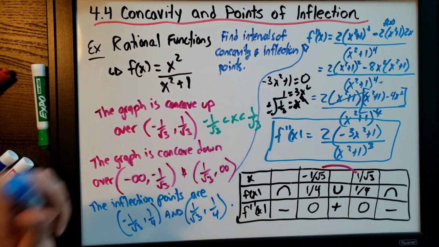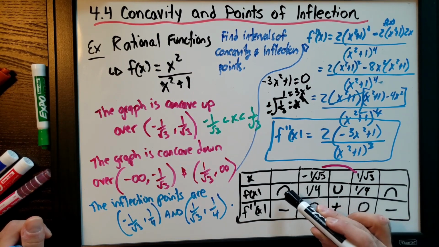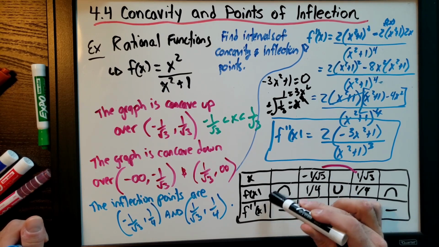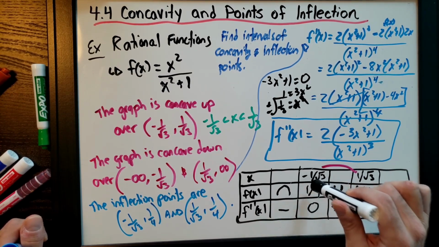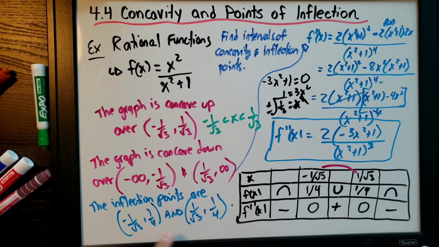Okay, in the last part of the question, I have to find my inflection points. So the inflection points are where the concavity changes from concave up to down or vice versa. So this is concave down, this is concave up. This is my inflection point. This is my other inflection point. There they are. These are my inflection points. And that's it. I've answered the question using a rational function.